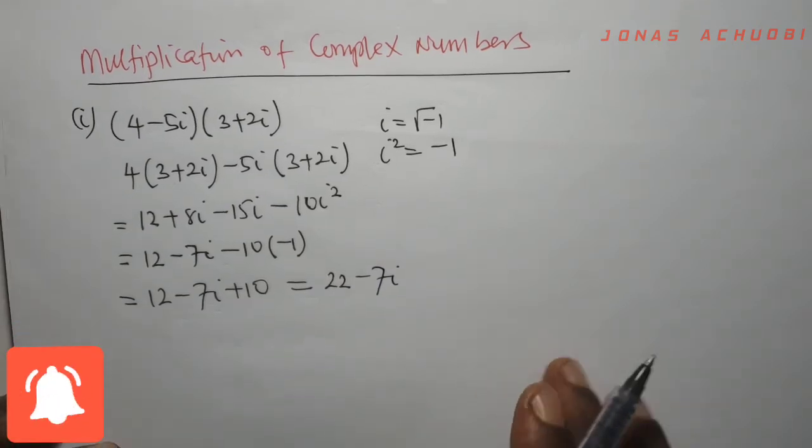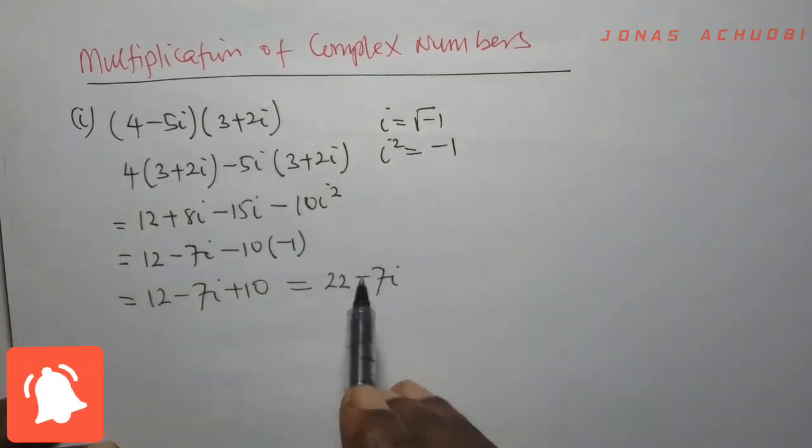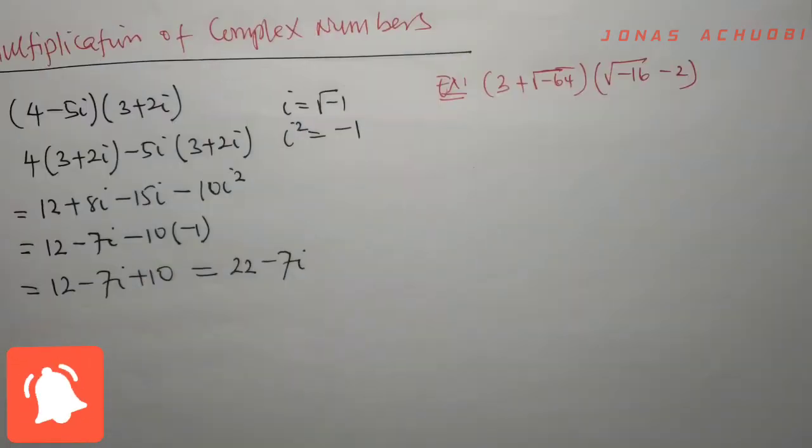So what do we observe? That we have two complex numbers which we multiplied, and the result also is a complex number.